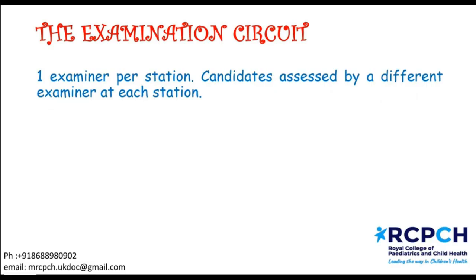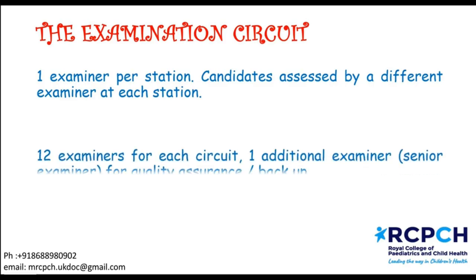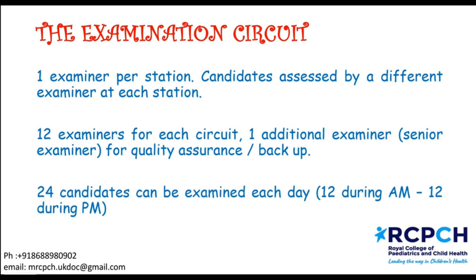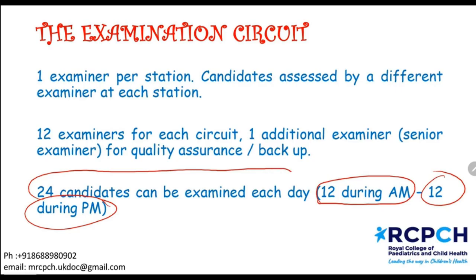So there will be one examiner per station. Candidates will be assessed by different examiners at each station. So each candidate has to face 10 examiners because there are 10 stations. So in total there will be 12 examiners for each circuit. One additional examiner will be there for the quality assurance and the backup. So 12 candidates can be examined at each session, that is 12 candidates in the morning session and 12 candidates in the afternoon session. So in total there are 24 candidates per day.